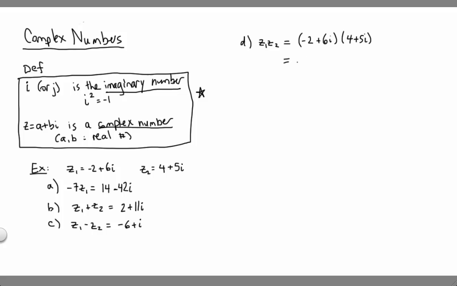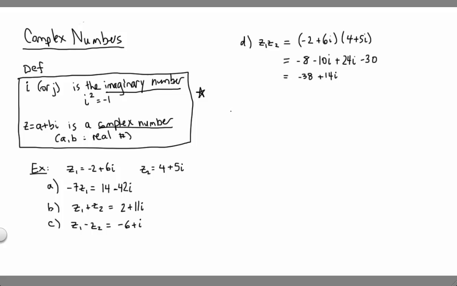So -2 times 4 is -8. Continuing to FOIL this out, we'd have -10i plus 24i, and then you'd have 6i times 5i. You could call that 30i squared, or better just to call that -30. So then final touch here, let's just add the real parts together: -38 plus 14i. Great, so that's how we scalar multiply, add, subtract, and multiply complex numbers.